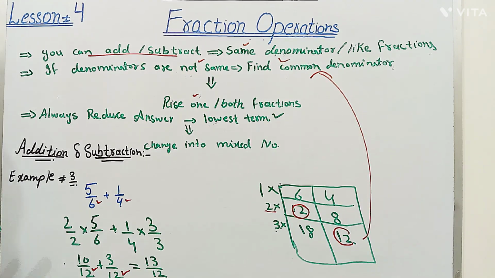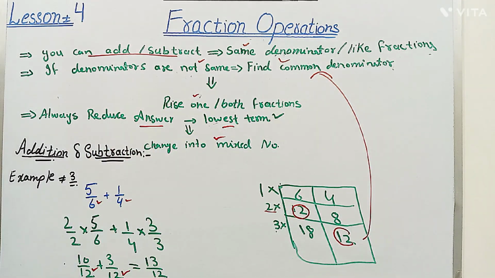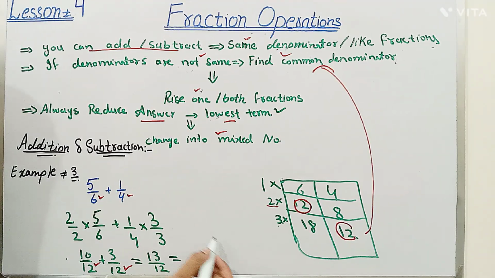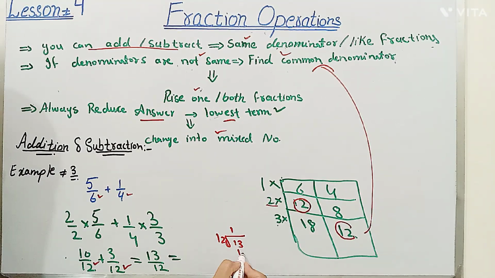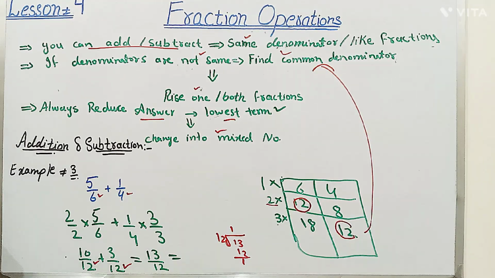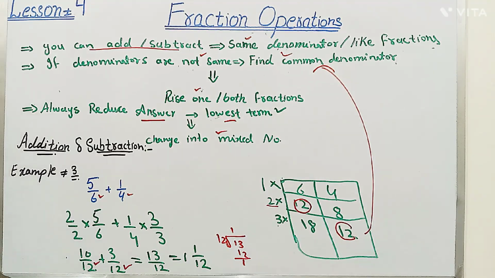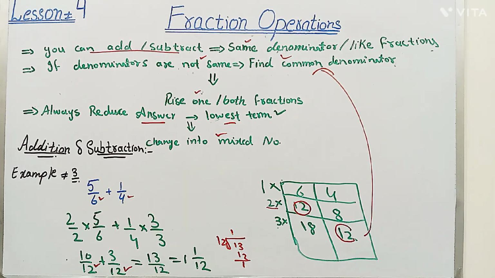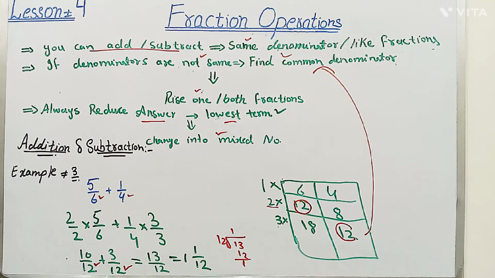Now you want to reduce the answer to the lowest terms and change it into a mixed number. How can we change it into a mixed number? As I told you earlier, 13 over 12: 12 ones are 12, and the remainder is 1. So the answer is 1 and 1 by 12. How can you write the mixed number, and draw the improper fraction from the mixed number? You can see my video, with the link in the description.